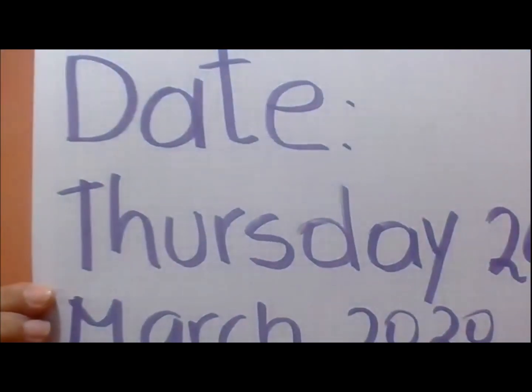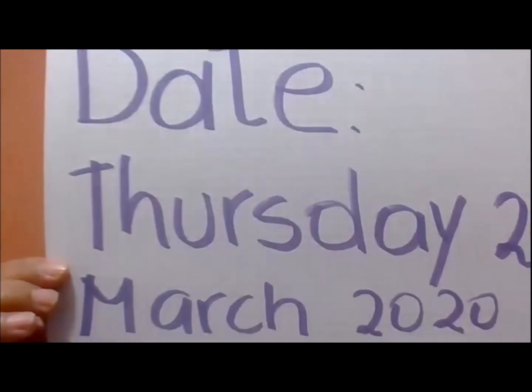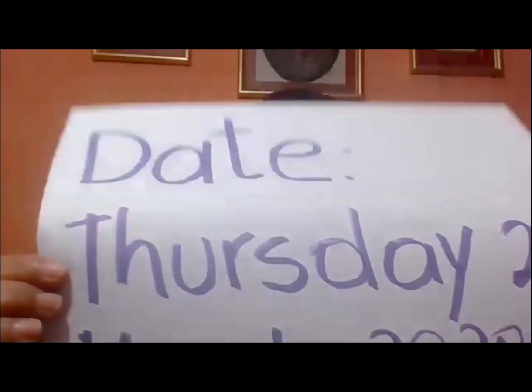Okay, first of all, the first thing we do in every class is what? What do we do in every class? The first thing we do in every class is to say what day is today. We say the date.